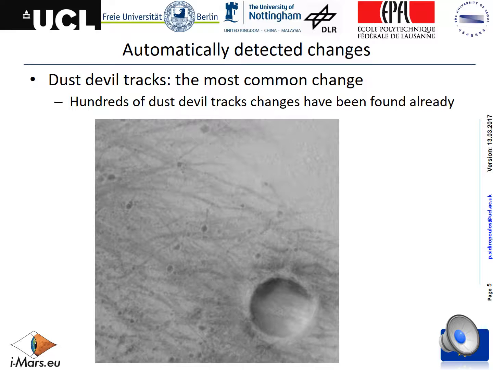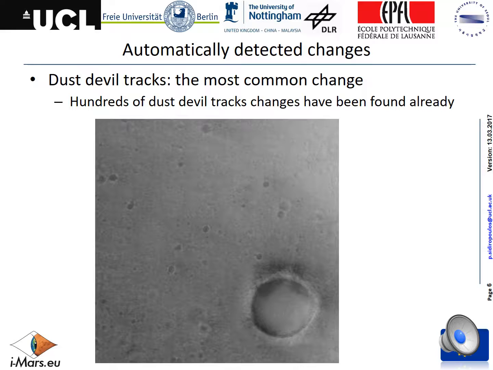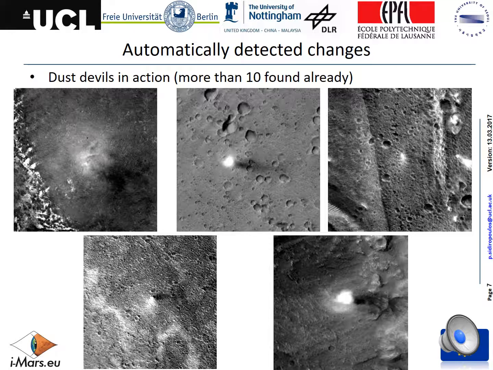You can see here an image. This is the before image, and this is the after image. You can see that there were some dust devil tracks in the first image that were erased in the second one. Not only do we detect dust devil tracks, but we have also detected the actual dust devils in action. We have found more than 10 dust devils, and here in this slide you can see 5 of them.